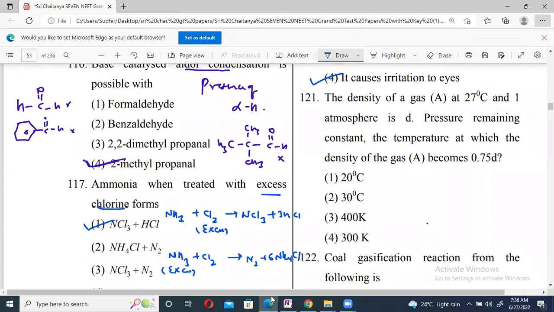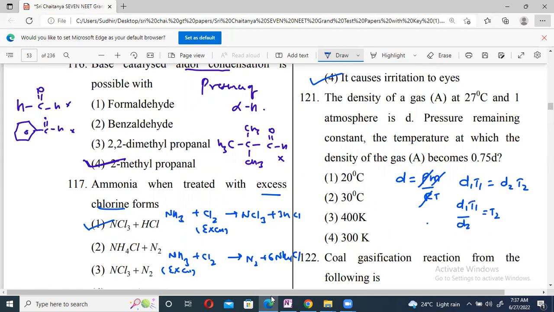Density of a gas at given temperature and pressure is d. Pressure remains constant. The temperature at which the density changes. But you know the relation of density with the temperature. It is in states of matter. d equal to PM by RT. Here, gas is same. So M cancels, R constant. Now, pressure remains same. P cancels. What we got, beta? d1 T1 equal to d2 T2. What do you want? You want to get the temperature. So d1 T1 by d2 equal to T2.